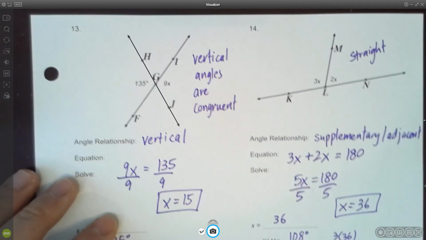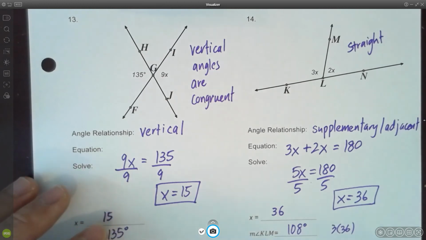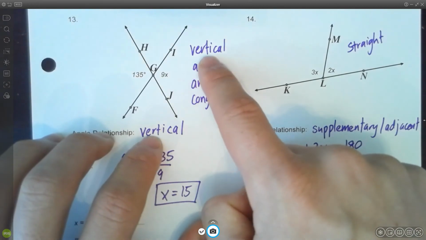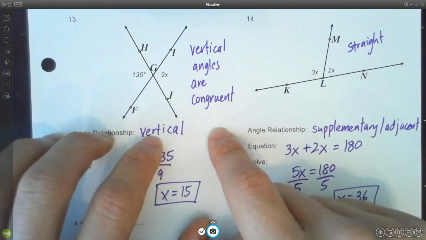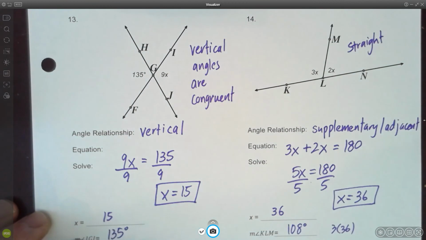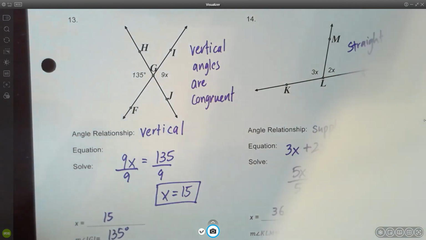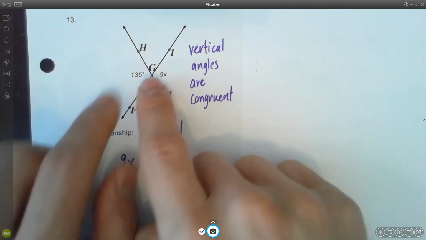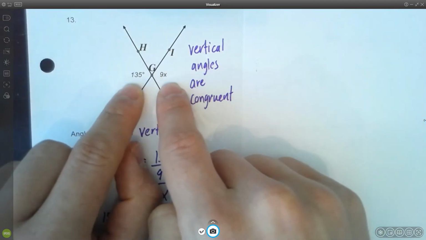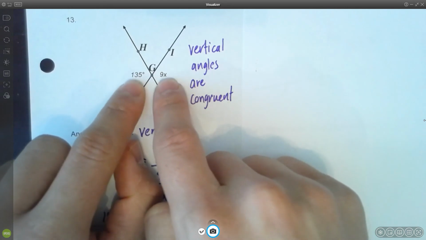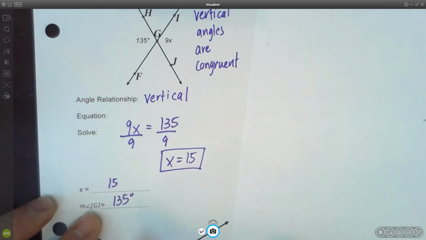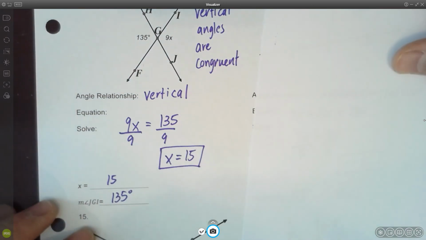For the next page, we don't deal with supplementary or complementary angles. We end up actually dealing with vertical angles now. The thing here is we have to realize that vertical angles are congruent, right? So instead of setting them up to 90 degrees or 180 degrees, we know that vertical angles have to be the same exact value. So 9x and 135 have to be set equal to each other. You then get 9x equals 135, divide both sides by 9, and you get x is equal to 15.